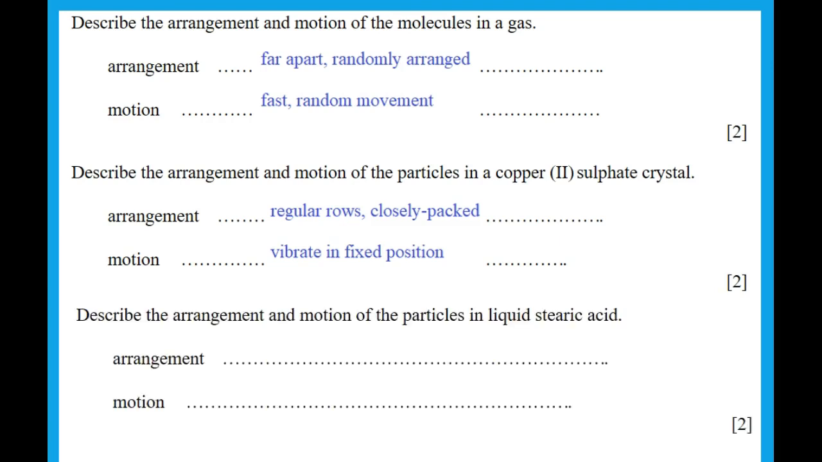Describe the arrangement and motion of particles in a liquid, stearic acid. It doesn't make a difference what stearic acid is. Please, when you see a word that has a strange meaning to you, don't think about it if it has nothing to do with the question. We're not talking about stearic acid, we're just talking about a liquid. Any liquid, it doesn't make a difference. So the arrangement in a liquid is near to each other in clusters, and the motion is they move around each other.